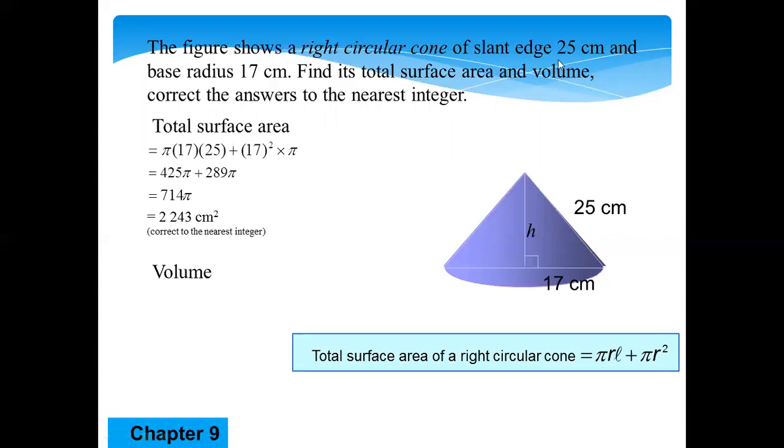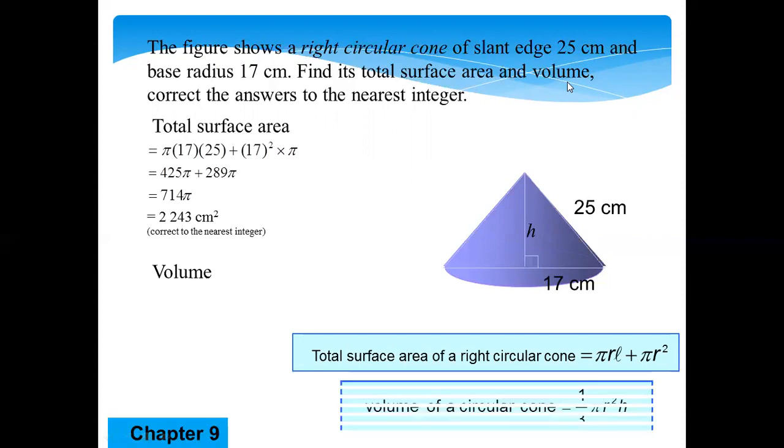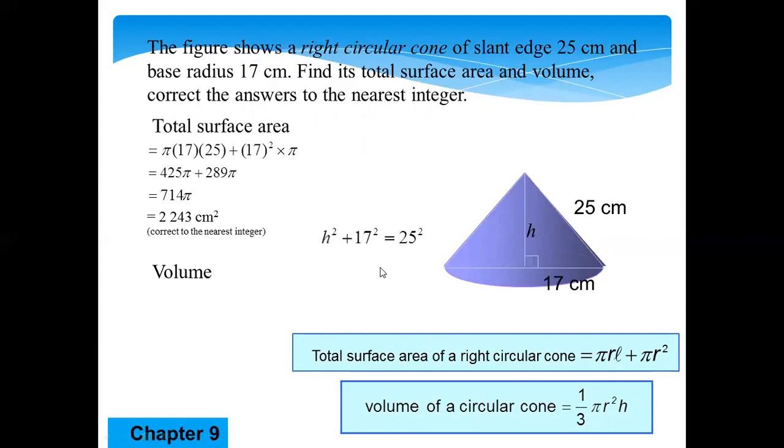And next, find the volume. What is the formula for the volume of a cone? It's 1/3 pi r squared h. R is 17, h we don't know. So find h first. By the Pythagoras theorem, we can find h. And hence we have its answer.